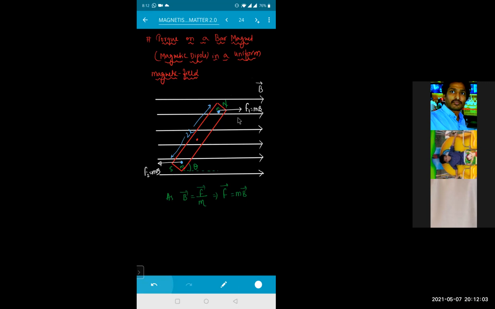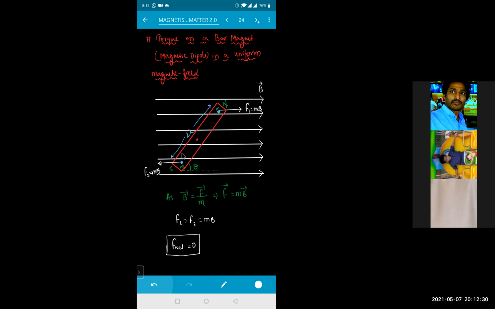F1 is mB, F2 is also mB. So can I say that F1 equals F2, equal to m into B? Then what will be the net force, since the forces are opposite? Zero. F net will become zero. That means when a bar magnet is kept in a uniform magnetic field, the net force acting on it is zero.